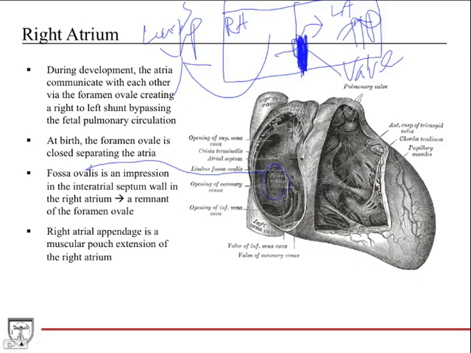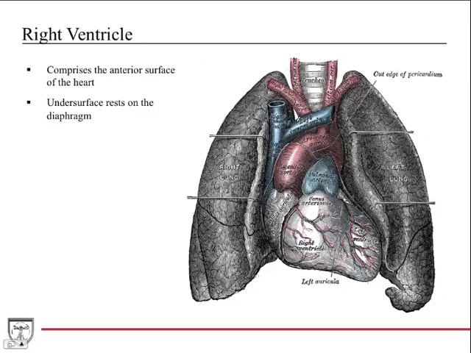So this is the right atrium cutaway here. And then the other main thing to talk about is the right atrial appendage, or the right auricle, which is right here. And it's just a muscular pouch extension of the right atrium. So there's nothing real significant. It's just another increased volume or increased expansion of it. The right ventricle comprises the anterior surface of the heart.